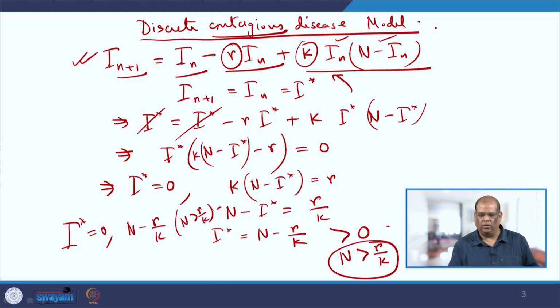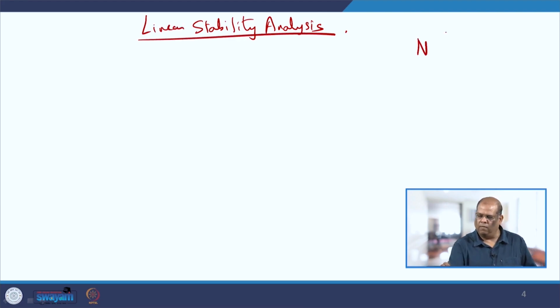Now, let us go for the stability analysis of the equilibrium solutions. So, for the linear stability analysis, you have I star equal to 0 and I star equal to N minus R by k.